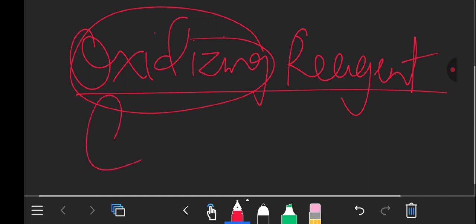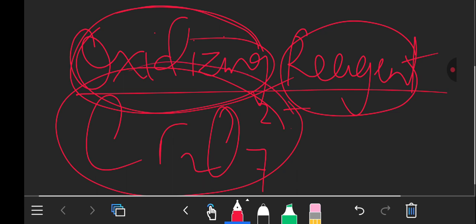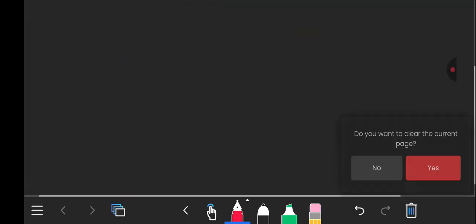An example I can give is dichromate. Dichromate is Cr2O7 with a charge of -2. Dichromate is an oxidizing reagent. It undergoes reduction and it facilitates oxidation. So it's just the opposite. When you're taught to define an oxidizing reagent, you say it's a reagent which facilitates oxidation but itself undergoes reduction in a chemical reaction.